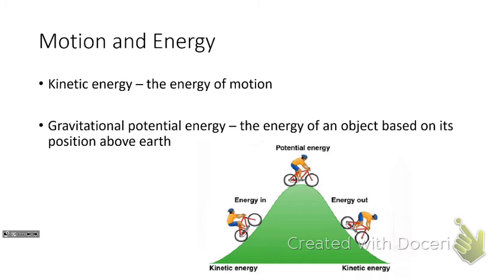Anytime you have a question that says something is moving, that's a really good indicator you're using the kinetic energy formula. Don't try to use potential energy when you have kinetic energy, because gravitational potential energy is the energy of an object based on its position above Earth. Not the same. So kinetic energy, EK, is 1 over 2 mv squared, and EP is equal to mgh. Different formulas, so know when to use each one.